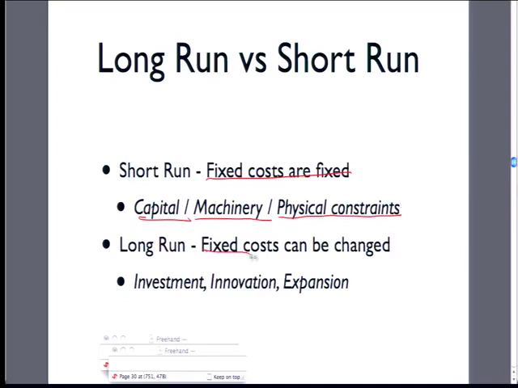In the long run, we can change the fixed cost. In the long run, we can buy more machinery. In the long run, we can innovate, which is actually changing a cost curve. Right? We can get more efficient of inputs per outputs. We could expand production more than just adding workers to the shift.